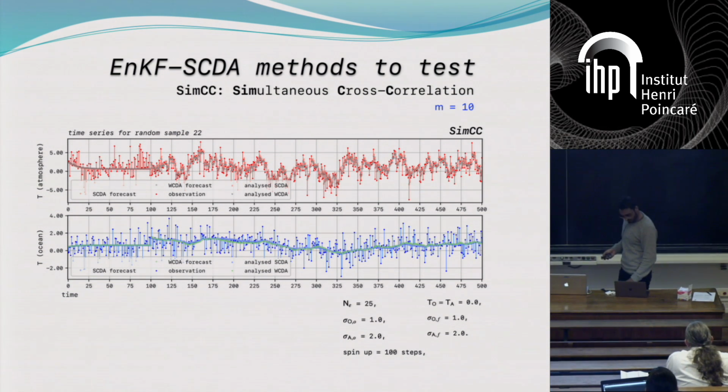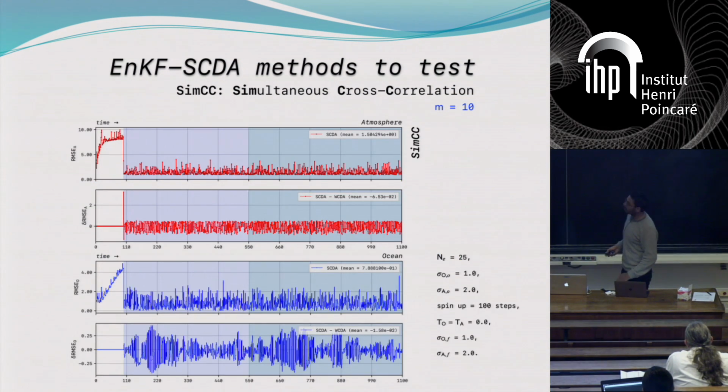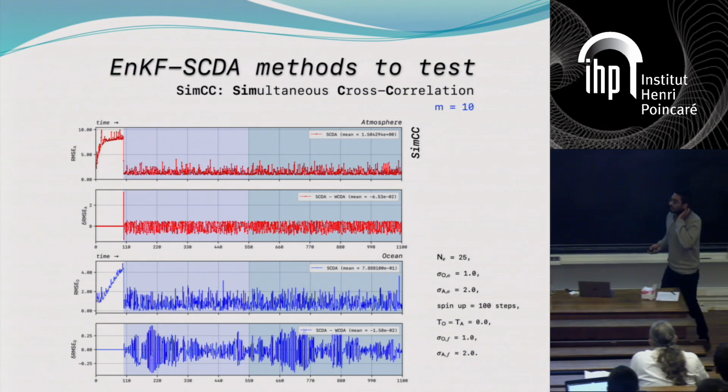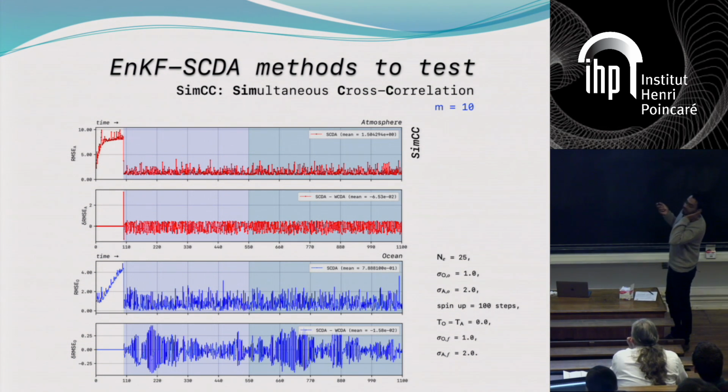There's not much information to gain here from the RMSE plots. As expected, the first 100 steps are the spin-up steps. After that, the DA starts.